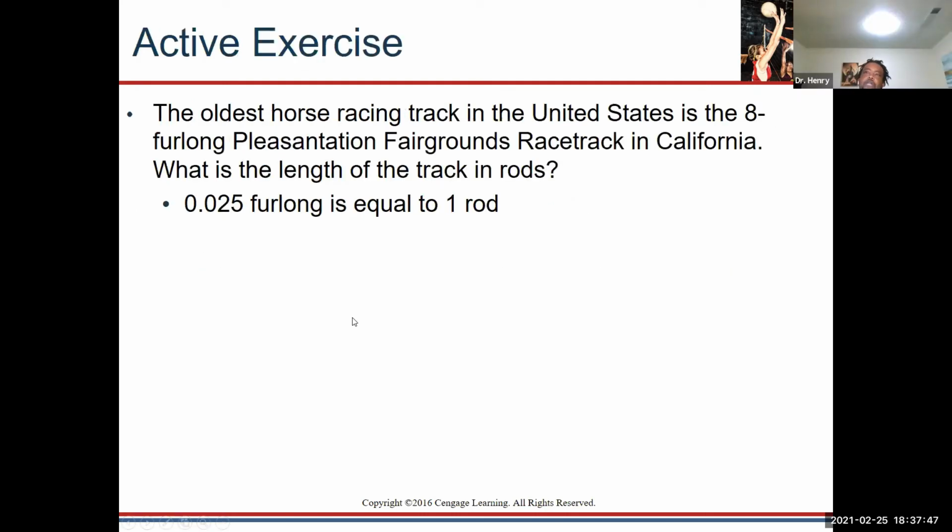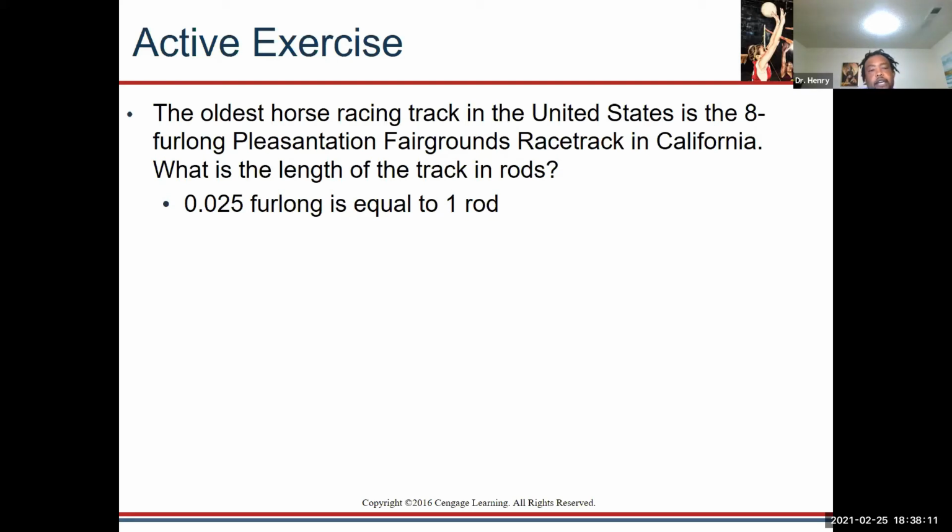Okay, so the oldest horse racing track in the United States is the 8-furlong Pleasanton Fairground Racetrack in California. What is the length of the track in rods? They give us a little more information. 0.025 furlong is equal to 1 rod.